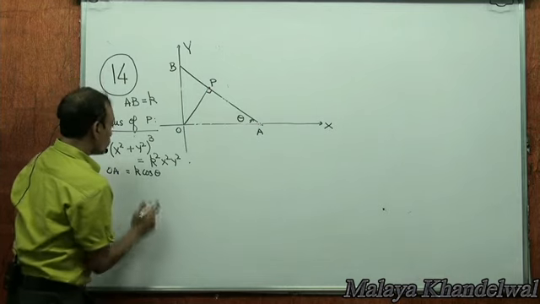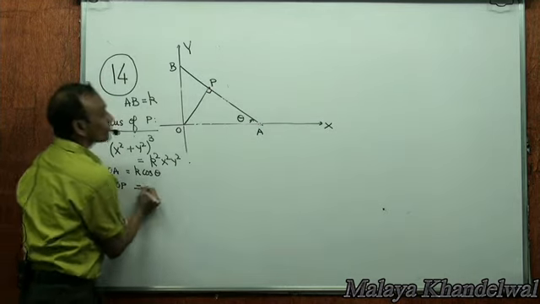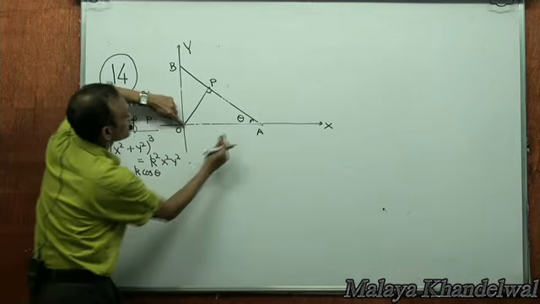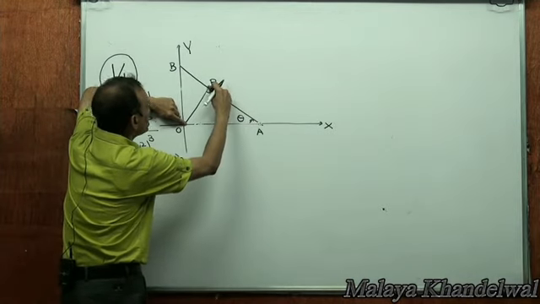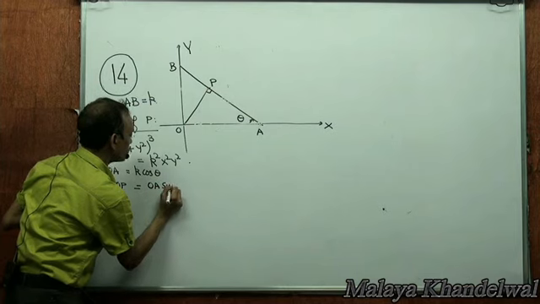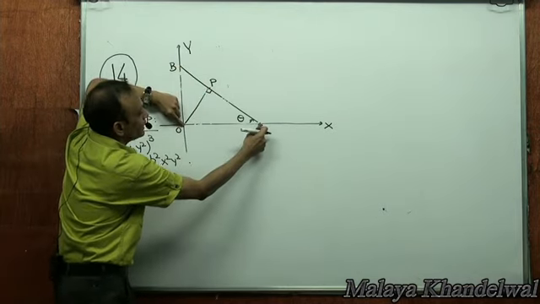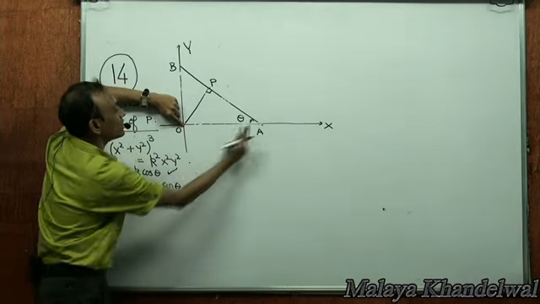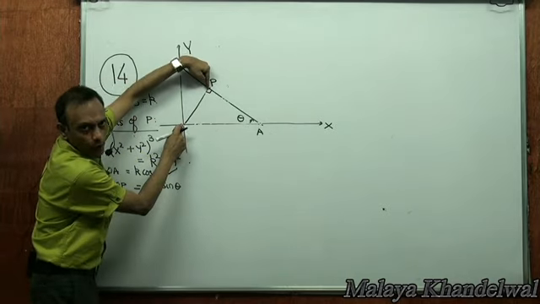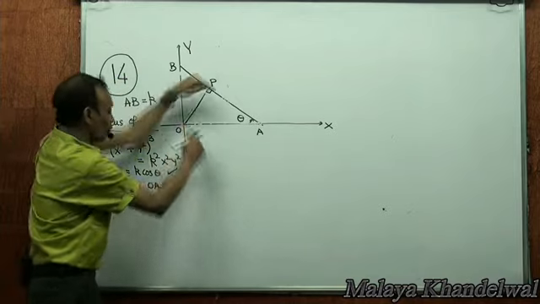And OP would be, again, as you can see, OA sin theta. Look at this right angle triangle. OA, which is K cos theta, and OA sin theta would be OP, isn't it?